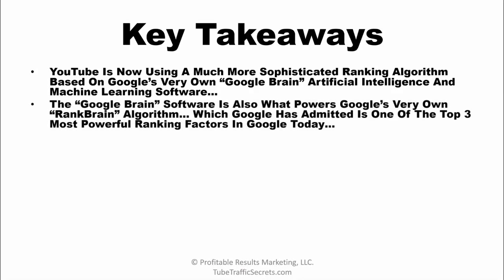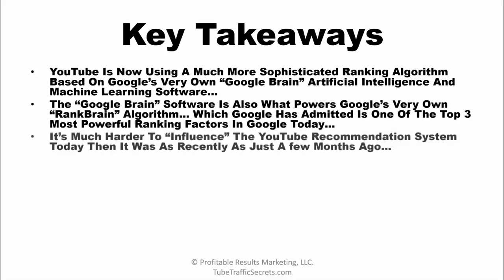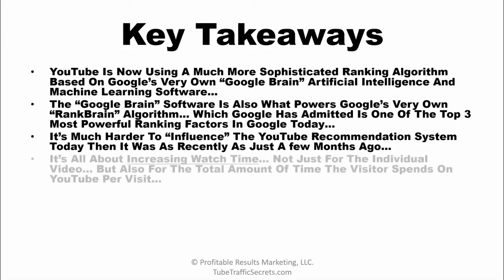Now, Google Brain software is also what powers Google's own RankBrain algorithm. And the RankBrain algorithm is something that Google has admitted is one of the top 3 most powerful ranking factors in Google today, which means it's much harder to influence the YouTube recommendation systems today than it was as recently as just a few months ago.